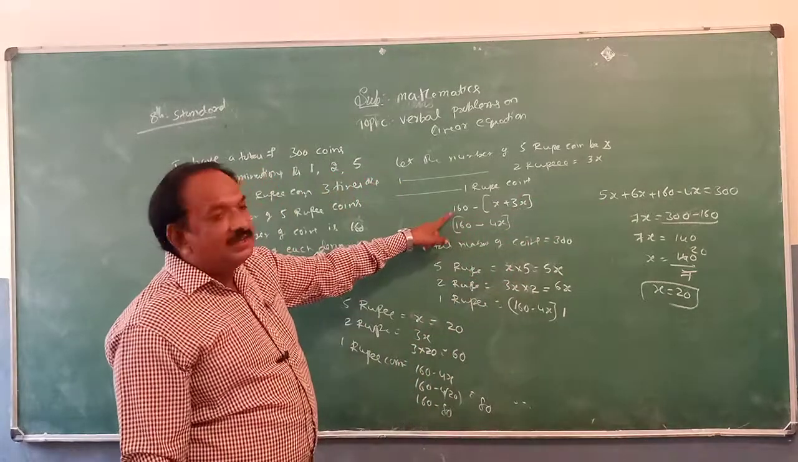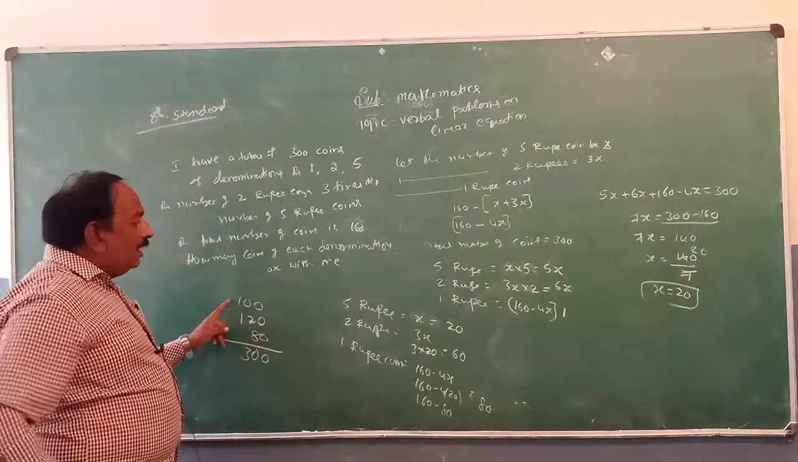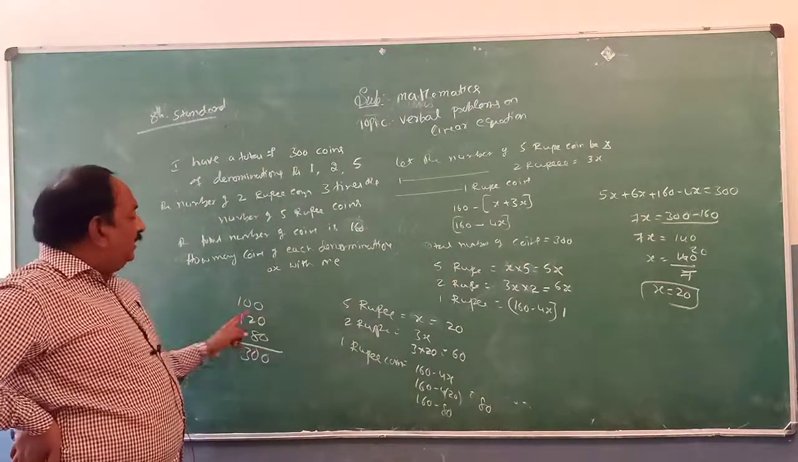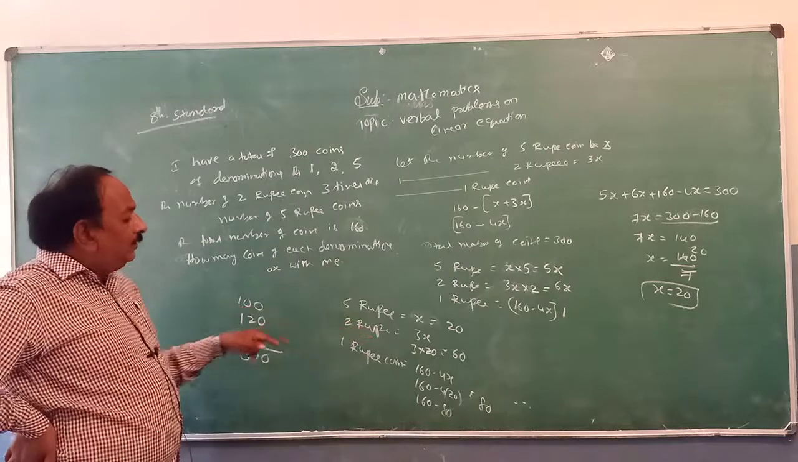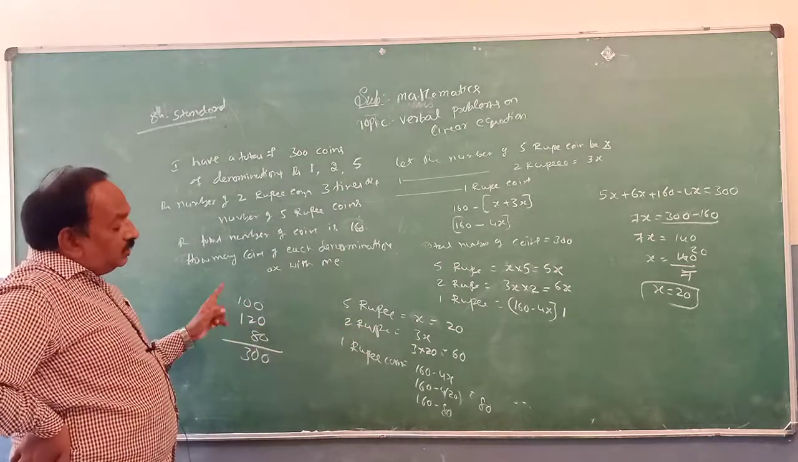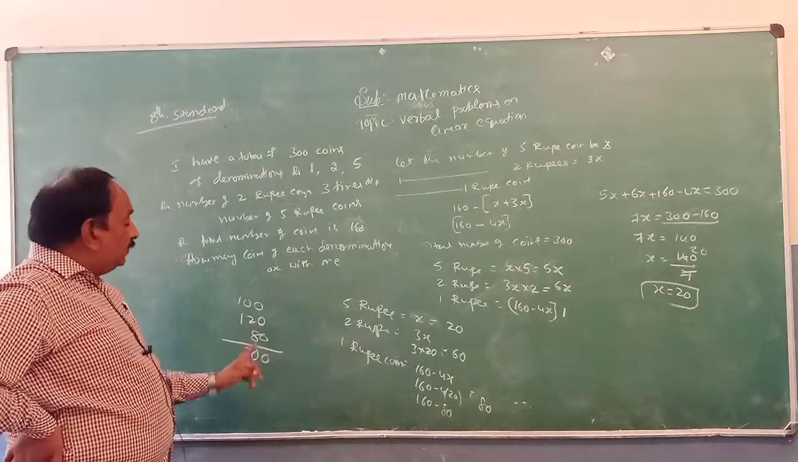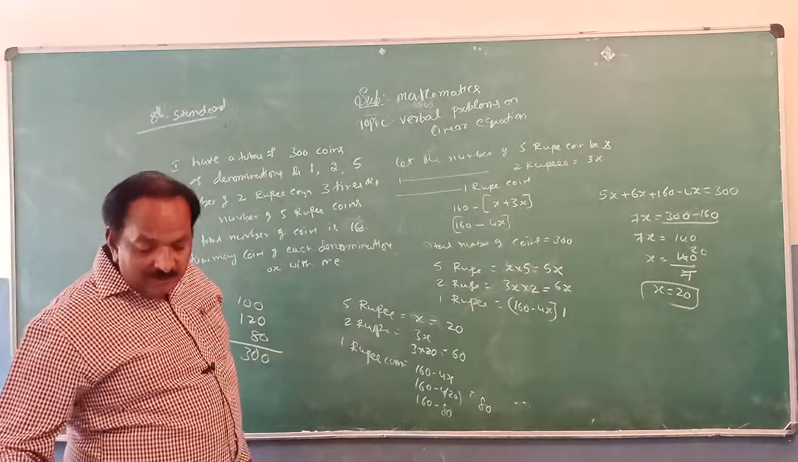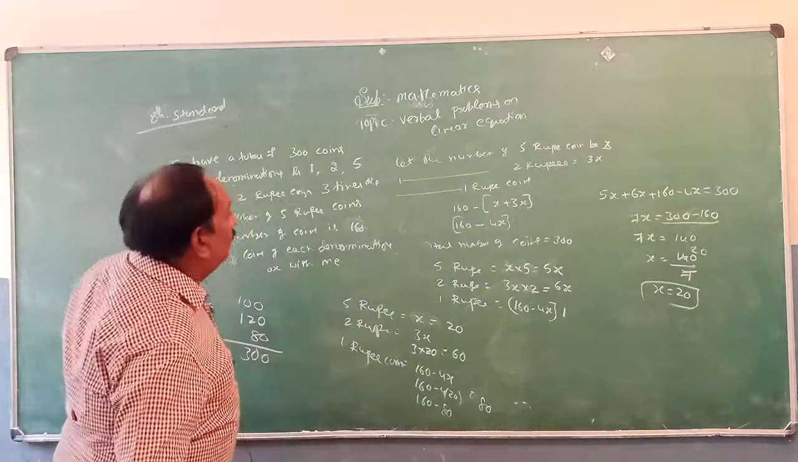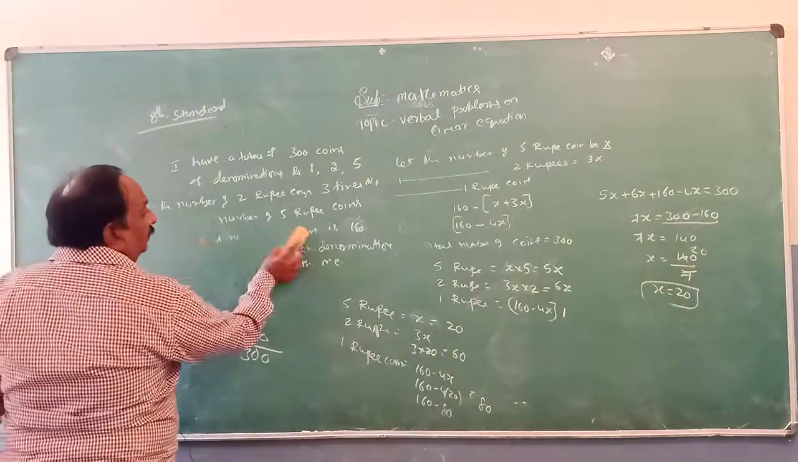This is 160 coins. What is the total amount? 5 rupee into 20, 100 rupees. 2 rupee into 60, 120. 1 rupee into 80, total 300. Like that we have to work out the problems. Next I will pass on to one more.